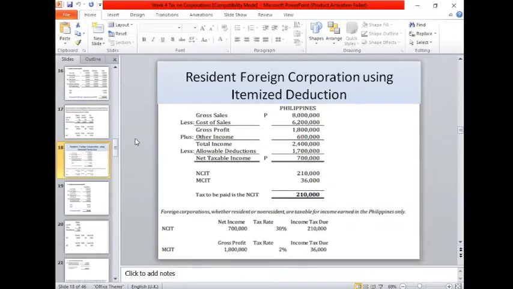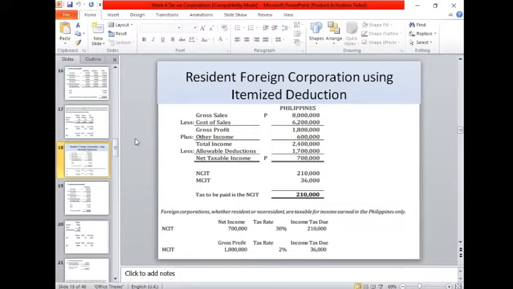The third one is the resident foreign corporation, using the itemized deduction. If it is a resident foreign corporation, only income in the Philippines is subject to Philippine corporate tax. So let us summarize: the gross sales in the Philippines, 8 million, less the cost of sales, 6.2 million, with a total gross profit of 1.8 million. Add other income and then the allowable deduction using the itemized, which is 1.7 million. So the net taxable income is 700,000.